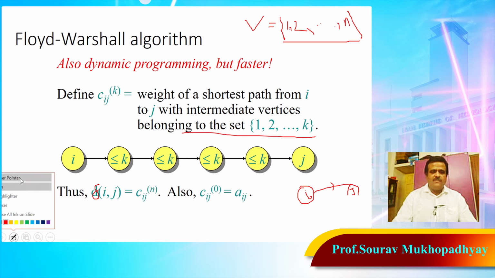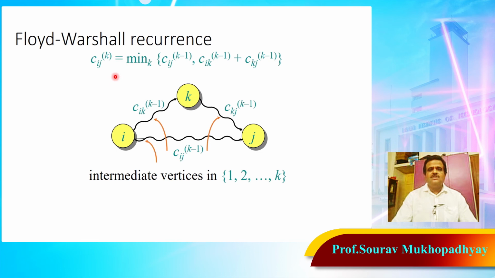Now we want to have a formula for this C_ij so that we can use it as dynamic programming. This is the formula we are going to use: C_ij^k is the minimum among C_ij^(k-1), and C_ik^(k-1) plus C_kj^(k-1). How to prove this? The proof is straightforward. We want to go from i to j, and we do not want to see in the path any vertex whose number is more than k. So, all intermediate vertex numbers will be less than or equal to k.